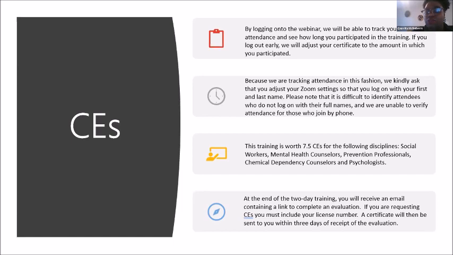At the end of day two training, you will receive an email containing a link to complete an evaluation. If you are requesting CEs, you must include your license number, and a certificate will be sent to you within 3 days of the receipt of the evaluation. At the end of day one, in day two, we will give you more information about the contact point person who to reach out to. Next slide, please.